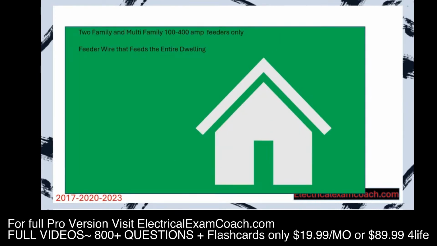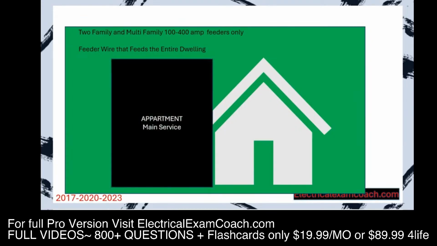Let's dive into two-family and multifamily. This is 1 through 400 amps, and this applies to the feeders only. The feeder must feed the entire dwelling. Let's imagine that you have an apartment here on the right-hand side, and it's attached to the larger apartment structure.